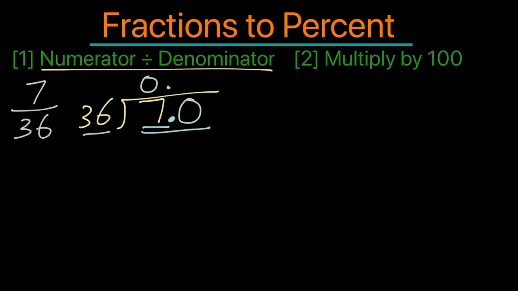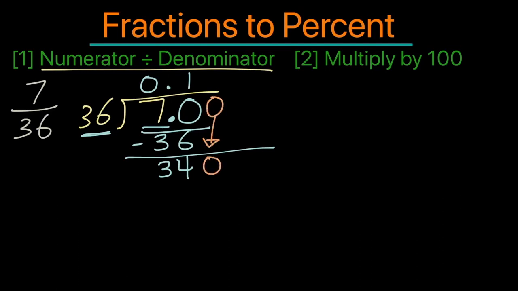So now this becomes 70 divided by 36, and 1 can go into that, and we can come up with 34 here. So we need to bring down another 0. Now 340 divided by 36, 9 can go into it, and that comes out to 324. Now 340 minus 324 is 16. And we need to bring down another 0.